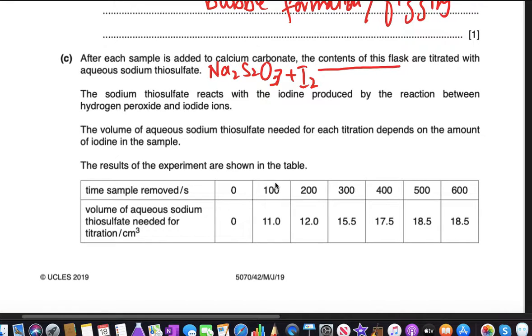You can see in the table, after 100 seconds, 11 cm cube of sodium thiosulfate is used. After 200 seconds, more volume of Na2S2O3 is used. After 300 seconds, more volume is used. It means the amount of iodine is increasing, and after 400 seconds, more volume of Na2S2O3 is used to react with iodine. But at 600 seconds, no more volume of sodium thiosulfate is used. It means the reaction had stopped.